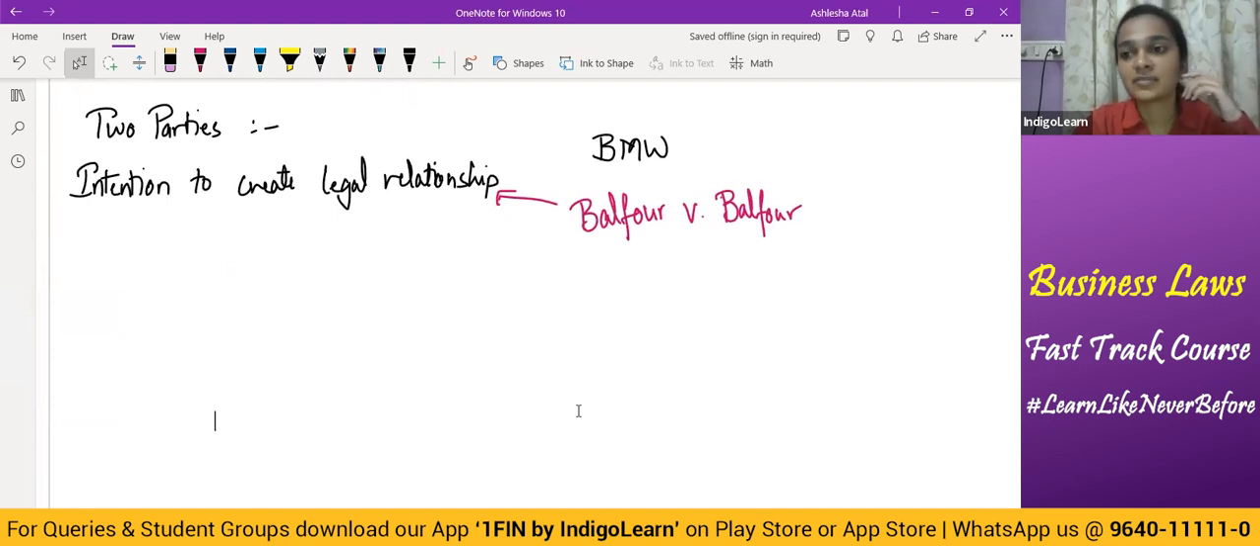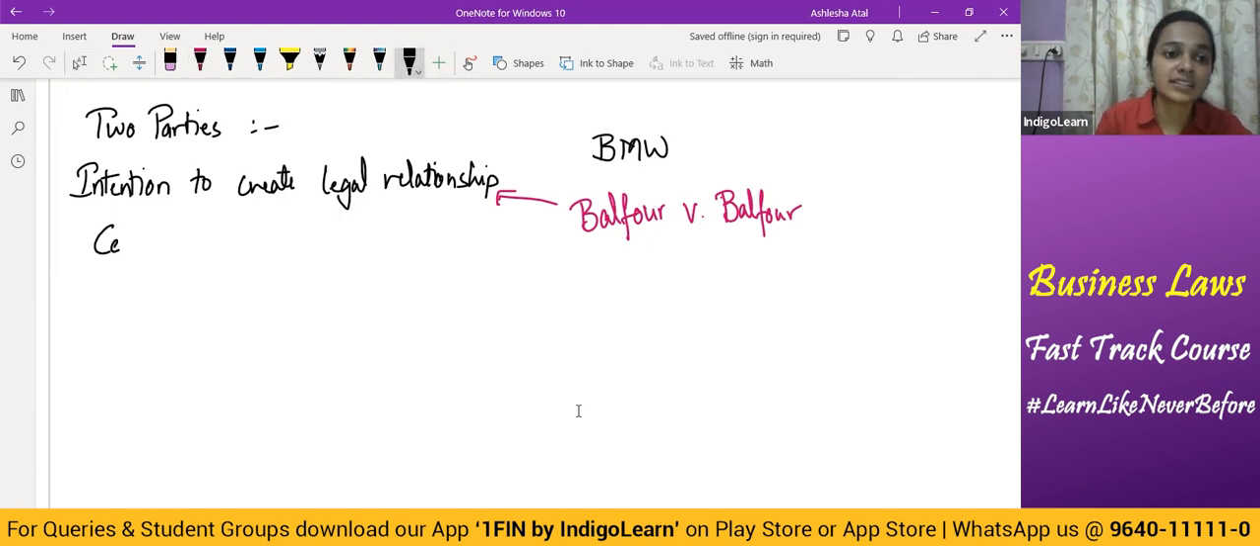Correct. So Mr. Balfour promised to send a certain amount as maintenance for his wife every month, but he failed to honor his promise, as a result of which Mrs. Balfour files a case against him. However, the courts decide here that this is a social and domestic kind of agreement wherein there was no intention to create legal relationship, and the decision was given in favor of Mr. Balfour. So for a contract to be called a valid contract, there has to be an intention to create legal relationship between parties.